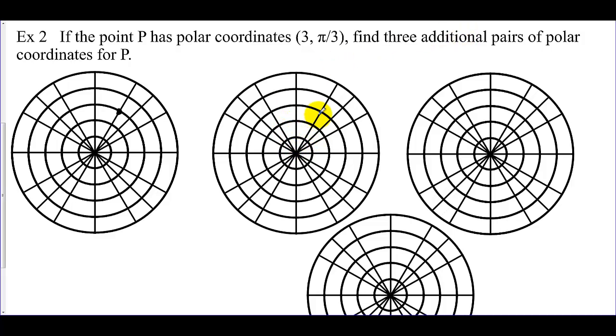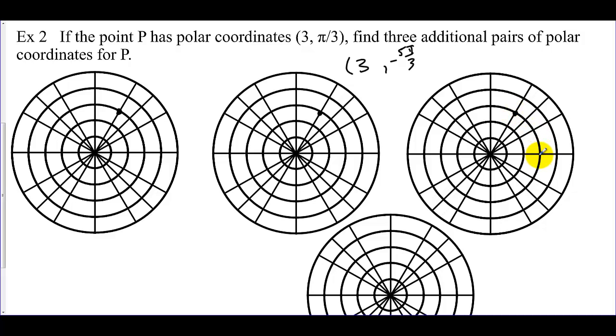Well, it's the exact same point we're looking at, but how about we go in the opposite direction? So what if we went negative, let's see, 1, 2, 3, 4, negative 5 pi over 3. And we'd still be on the third circle. Let's get this point in another way.